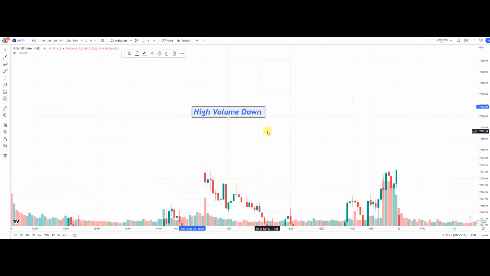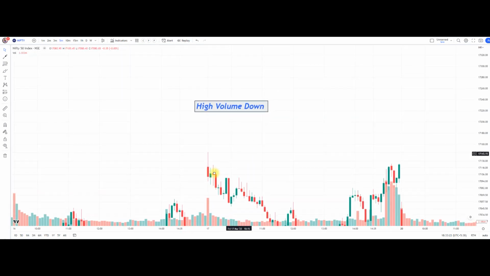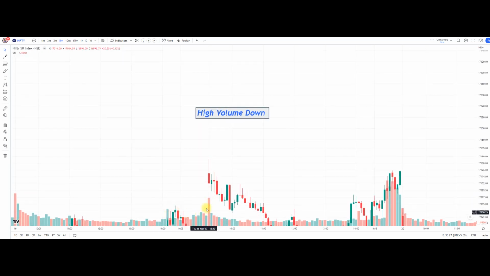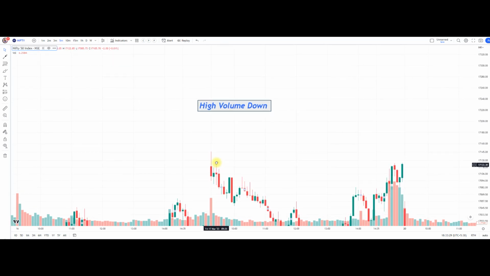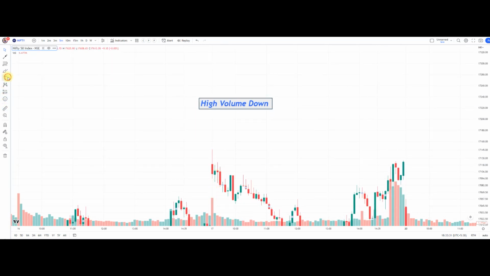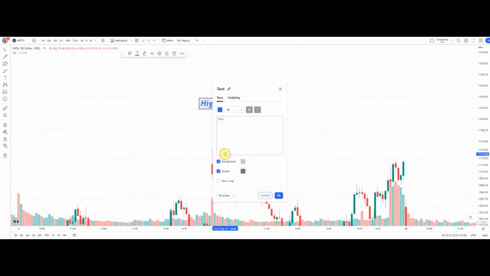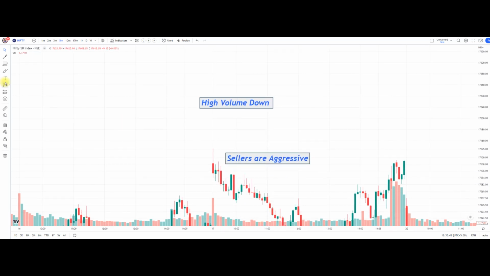Okay, what do we mean by high volume down? We can see this is the red candle, and when you compare, the volume is also more. What does this mean? That sellers are aggressive. So here sellers are aggressive, that's why they are putting in more volume, here in this red candle.